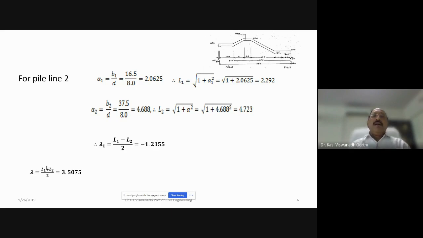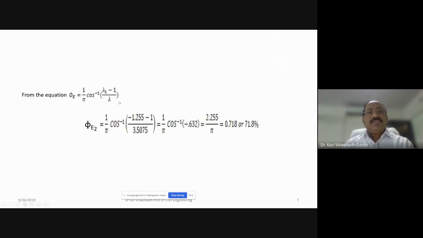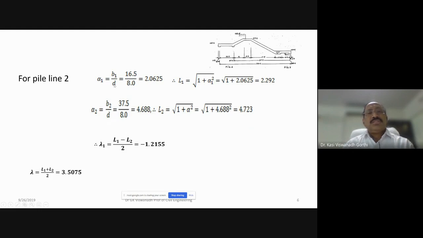Okay. Now, pile line 2 is the intermediate pile. This intermediate pile is located at a distance of 16.5 meters from the beginning. So B1 starting from the beginning, B1 by D is 16.5 by the depth 8.0, which is equal to 2.065, alpha 1. L1 is square root of 1 plus alpha 1 square, and L2 is square root of 1 plus alpha 2 square. Substituting those, you get the values of alpha 1, alpha 2, L1 and L2.